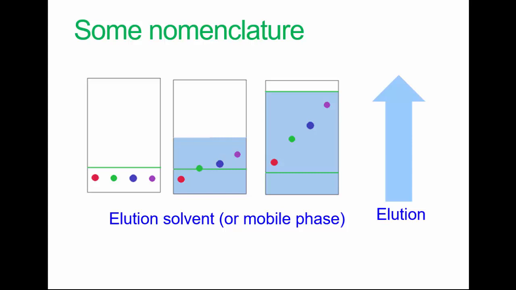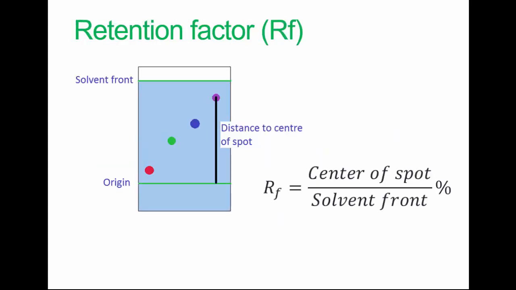Some definitions. The solvent that moves up the paper is called the mobile phase, or sometimes the elution solvent, and the process is referred to as elution. This is true whatever chromatographic system is used. Measurements. Retention factor, Rf, is the relative distance of the centre of a spot compared to the solvent front distance. It's called solvent from distance in the notes, but it's solvent front distance. Now, this is expressed as a percentage.